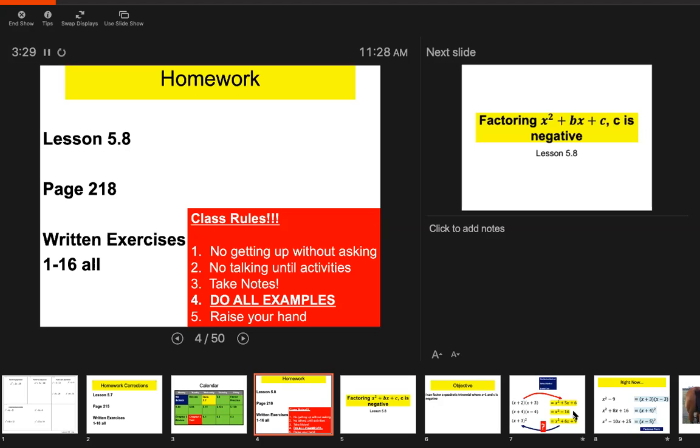Number 6 is unfactorable. You just put prime. Now, the book likes this word prime. This book is kind of strange. I mean, it does mean it's prime. Most books would say unfactorable. But prime is fine. If you want to write prime, that's fine. 7 is also unfactorable. 8 is a minus 8, a plus 3.